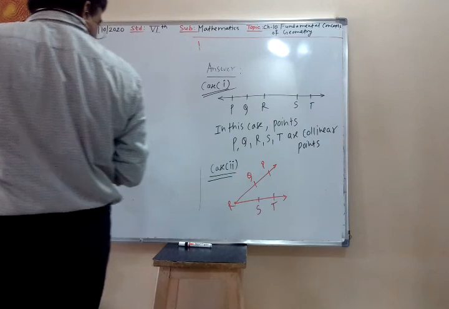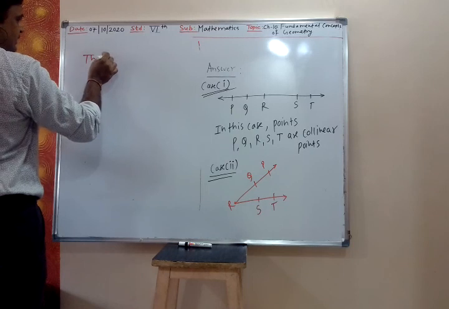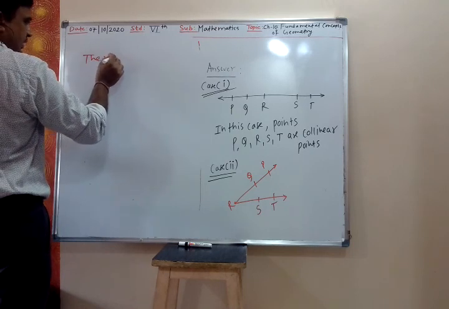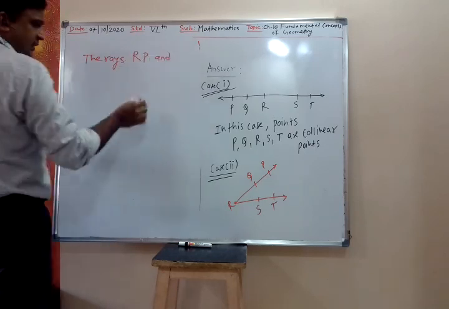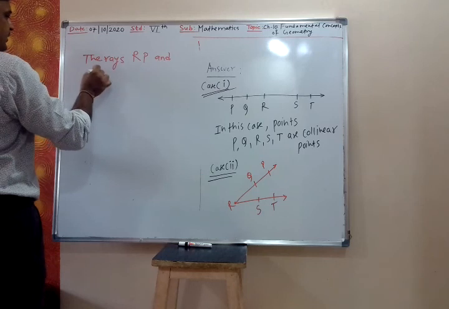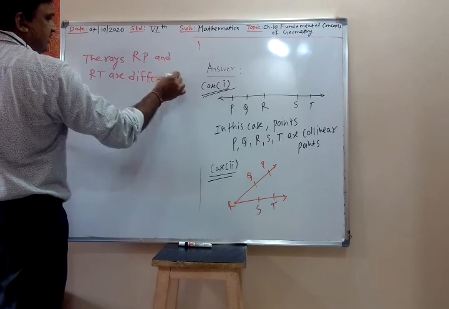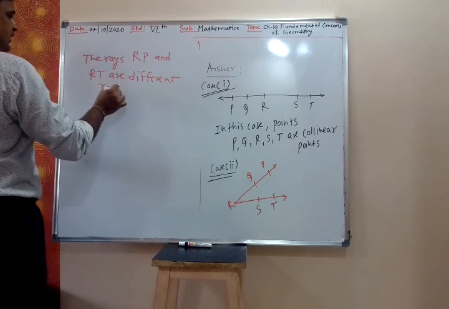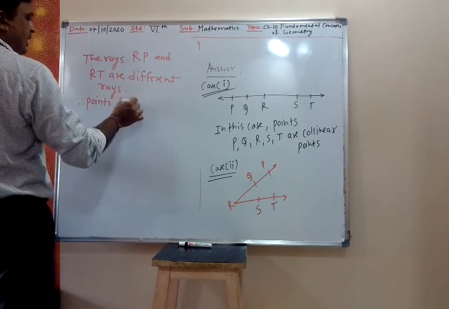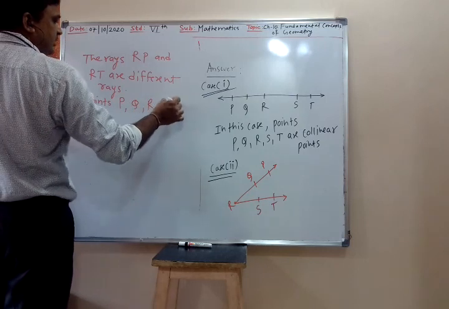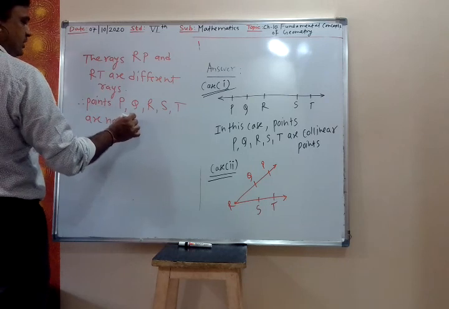So write the point: the rays RP and RT are different. The rays RP and RT are different rays, and therefore the points PQRST are not collinear.